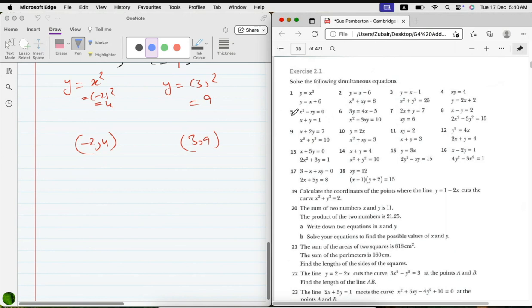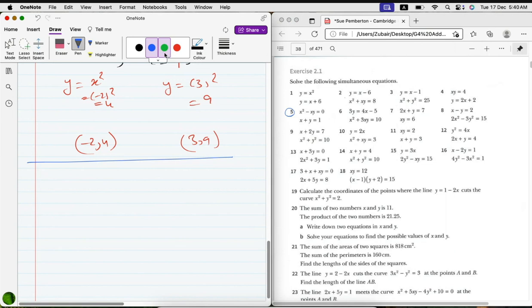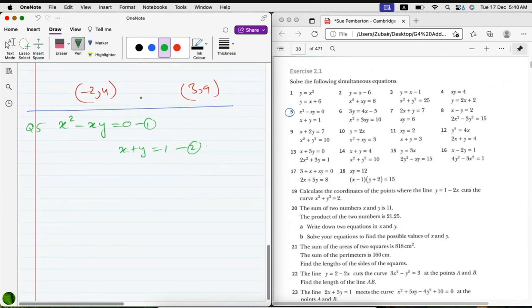Now I'm looking at question number 5 where y or x is not the subject. Either we'll have to rearrange and then substitute. x square minus xy is equal to 0, first equation. x plus y is equal to 1, second equation. So we can substitute any. Always we are going to just select the linear part.